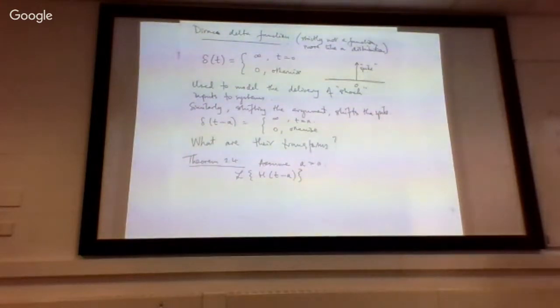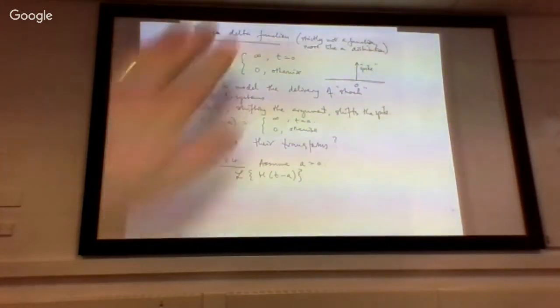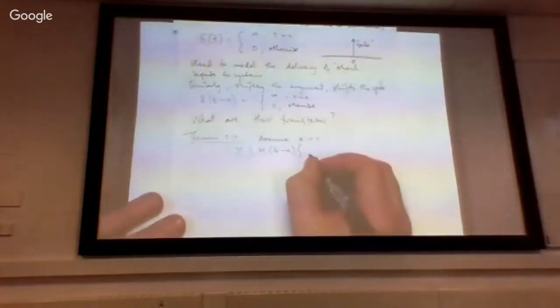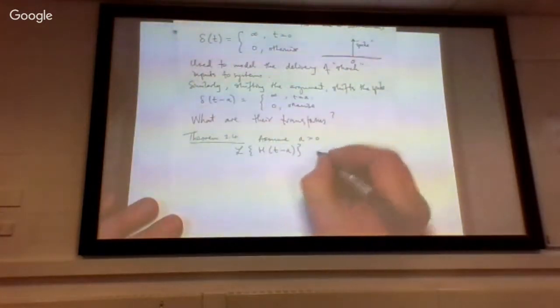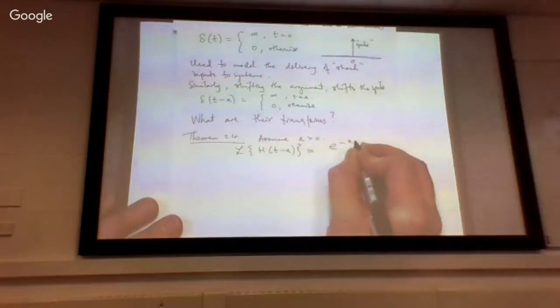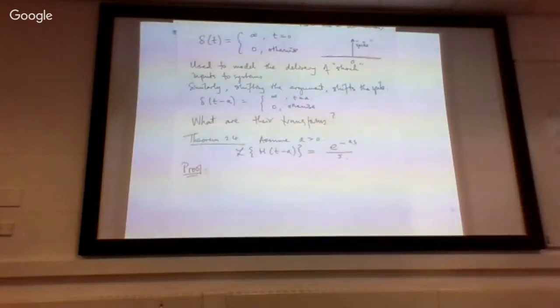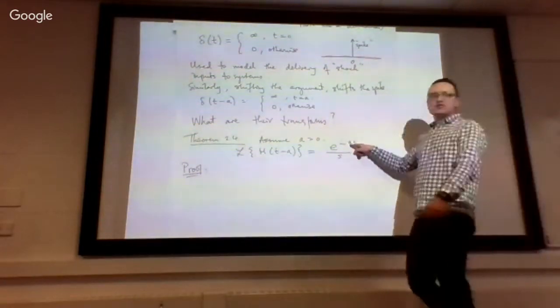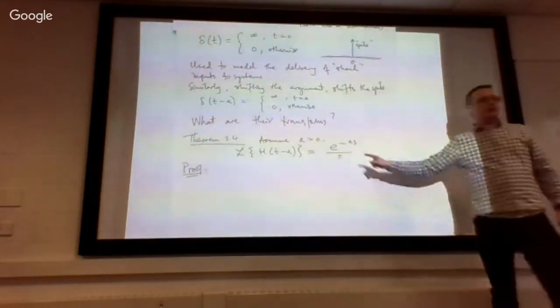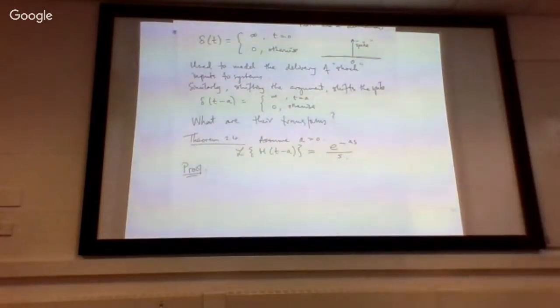And generally, when we're looking at these applications, we tend to think of t as the time variable starting from some starting point 0 and going on. So we'll assume a is bigger than 0. What is the Laplace transform of h of t minus a? Well, the theorem says it's e to the minus as over s. Fairly well behaved. An exponential featuring the shift value divided by s. So not too bad, not too complicated.